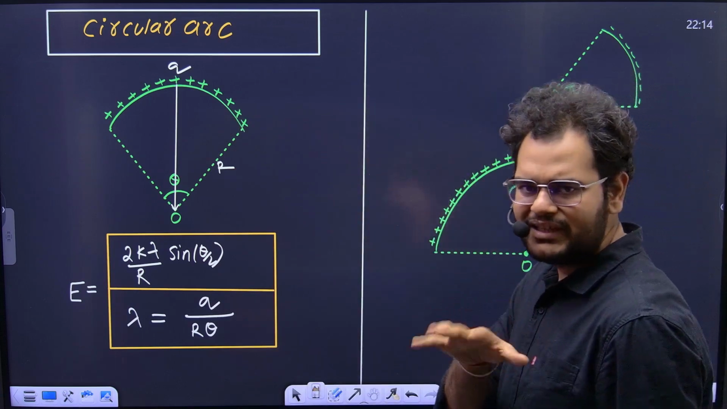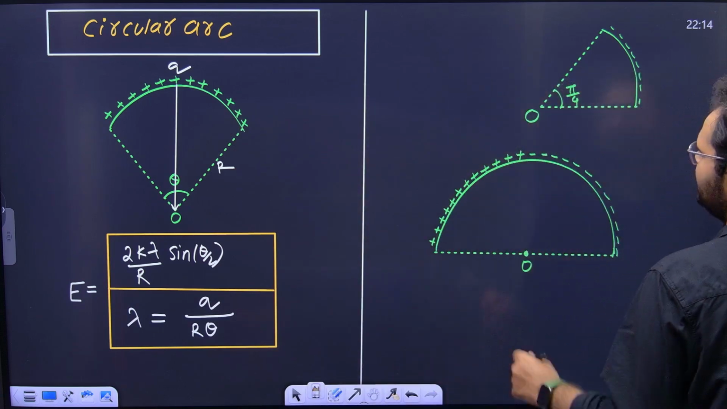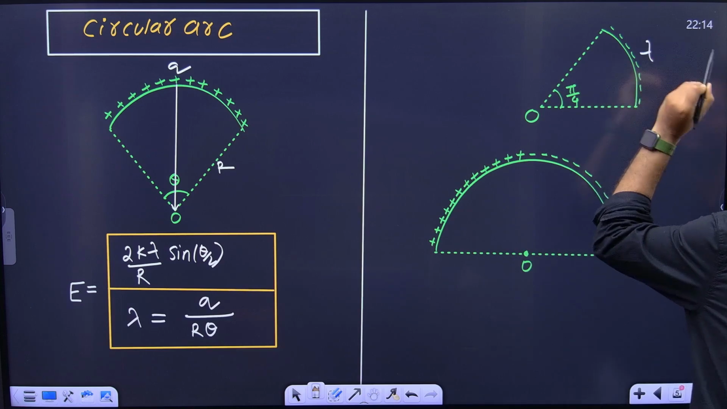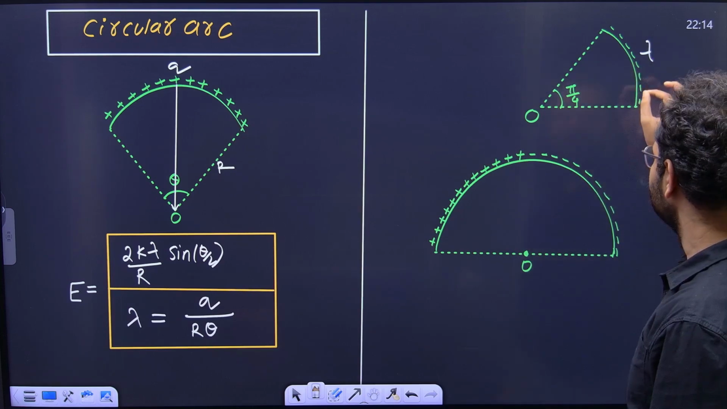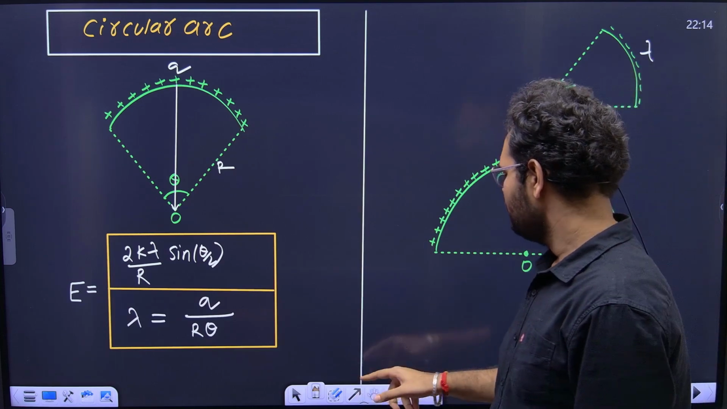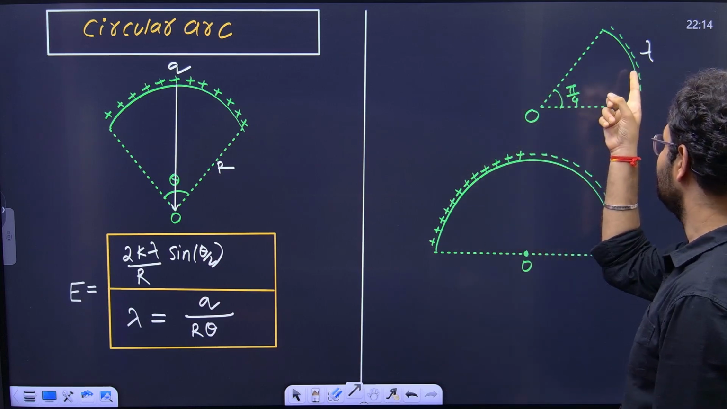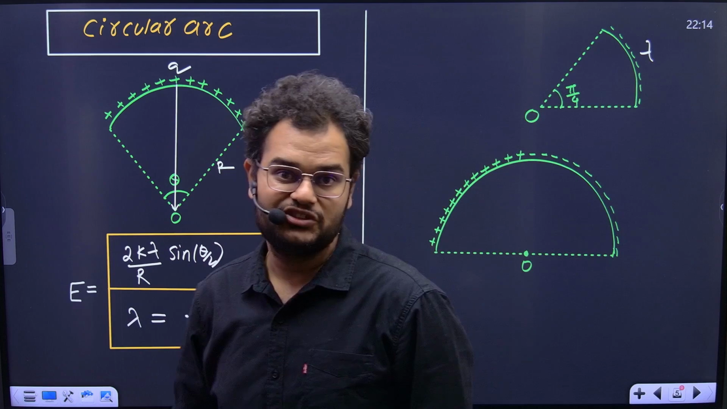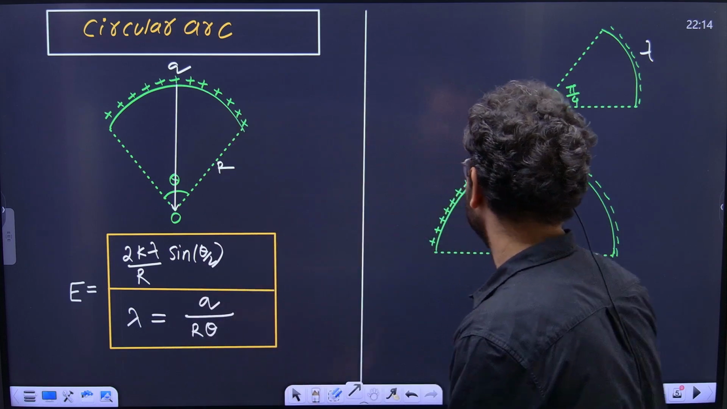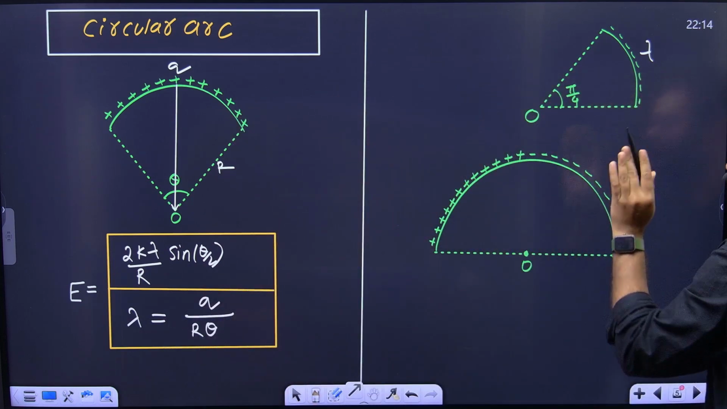Let us take a sample example. Now these are two examples. Let us say lambda, the linear charge density, is given to you. First, tell me the direction of the electric field at the center due to this arc. It is negatively charged. First, remember that the electric field will pass through the center, it is symmetric.